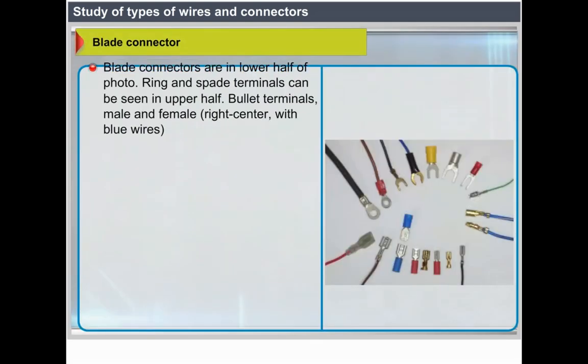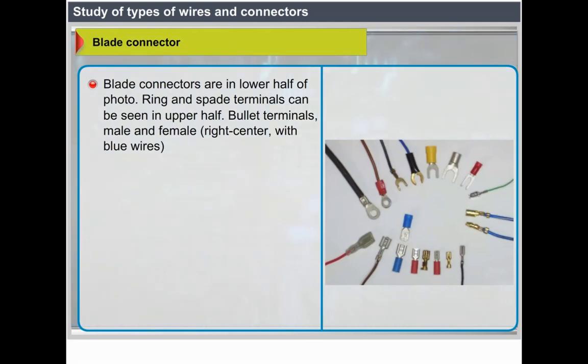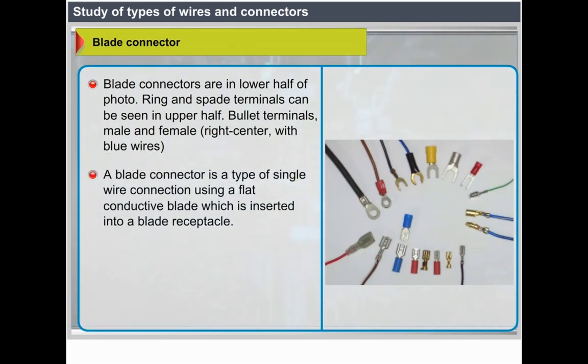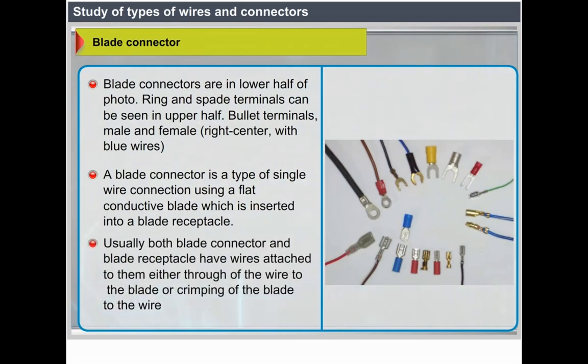Blade connector. Blade connectors, lower half of the photo. Ring and spade terminals, upper half of the photo. Bullet terminals, male and female, right center with blue wires. A blade connector is a type of single connection wire using a flat conductive blade which is inserted into a blade receptacle. Usually, both blade connector and blade receptacle have wires attached to them either through the wire of the blade or crimping of the blade to the wire.